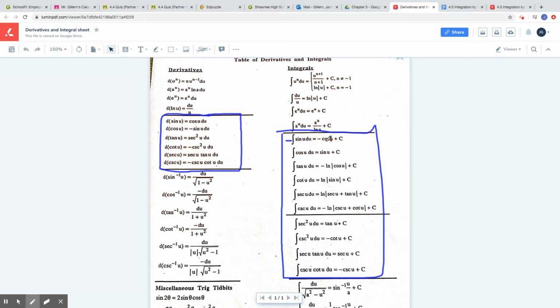This one, the integral of sine is negative cosine. Cosine is sine. Don't worry about this right now. We will do those. But then you have secant squared is tangent. Cosecant squared is negative cotangent. Secant u is this. That is that.